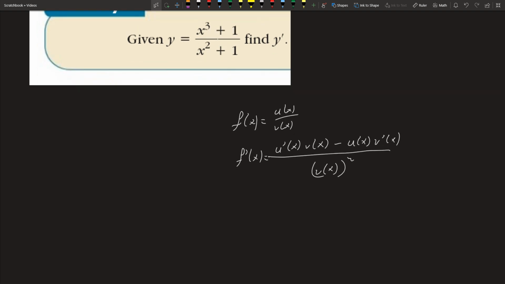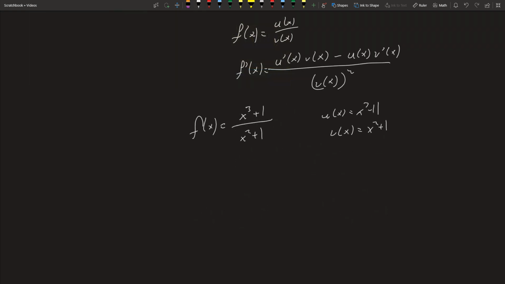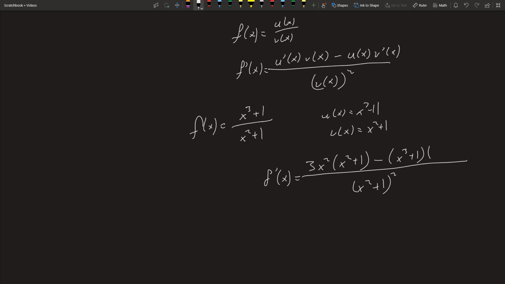Anyways, applying this formula to our question here, so f of x in this case is equal to x cubed plus 1 over x squared plus 1. Now, this means that u of x is equal to x cubed plus 1 and v of x is equal to x squared plus 1. That means f prime of x is equal to, draw a line, denominator squared, so x squared plus 1 squared. Derivative of the first, this is 3x squared times the second, which is x squared plus 1, minus, keep the first, x cubed plus 1, multiplied by derivative of the second, which is 2x.